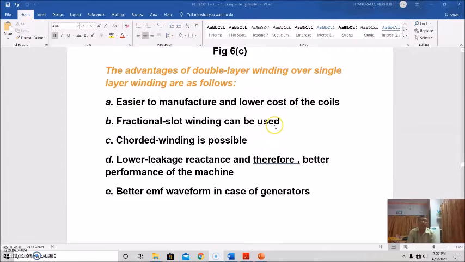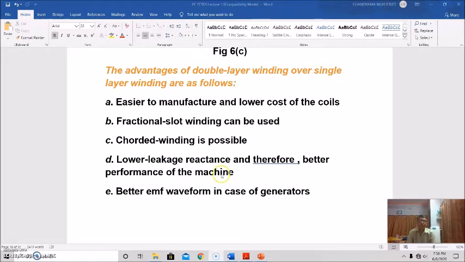Now, what is the advantage? The advantages are: easier to manufacture and lower cost of the coils. Secondly, fractional slot winding can be used. And thirdly, chorded winding is possible. So lower leakage reactance and therefore better performance of the machines.